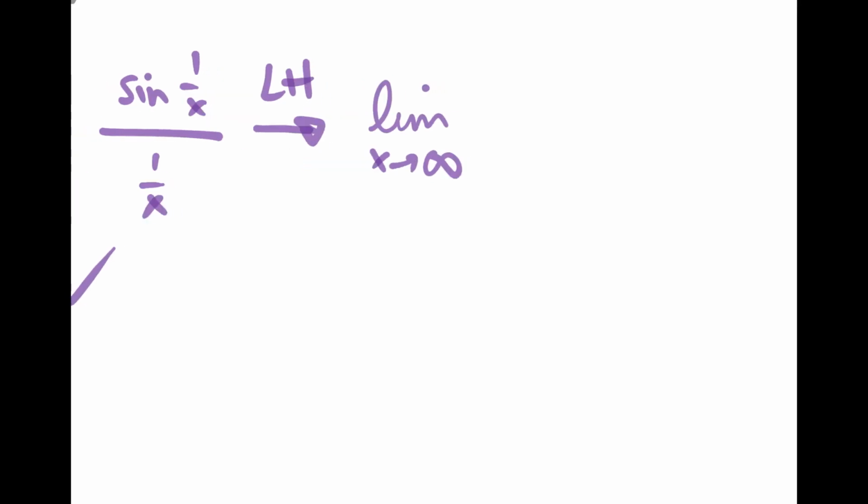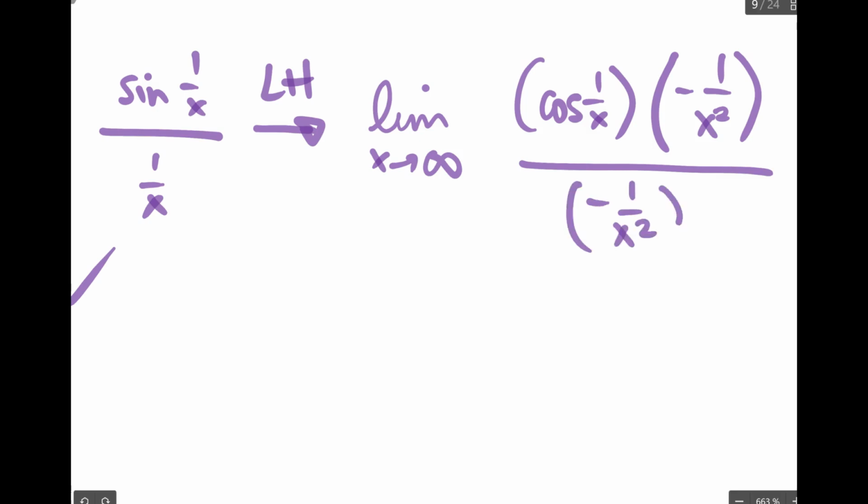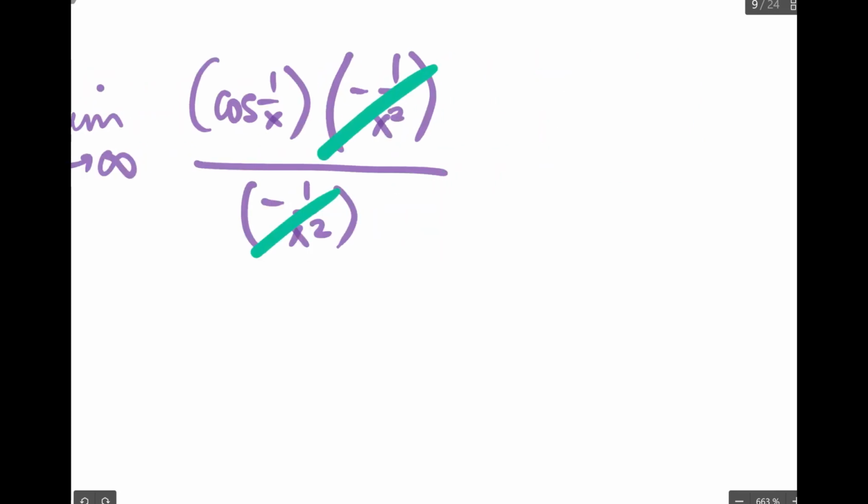Derivative of sine of 1 over x is going to be cosine of 1 over x, multiplied by, well, this is the chain rule. So I did the derivative of the outside, multiply by the derivative of the inside. Derivative of the inside is just going to be negative 1 over x squared. So that's for the top. And then on the bottom, what's the derivative of 1 over x? Negative 1 over x squared. So you notice how this actually cancels out. Awesome. So I'm going to take the limit.